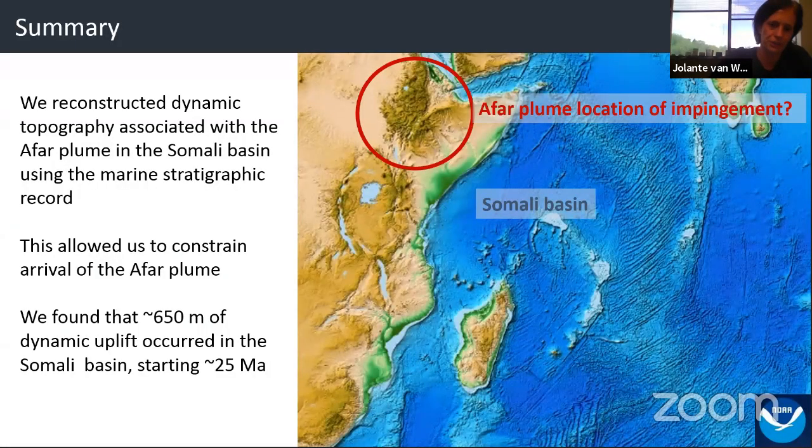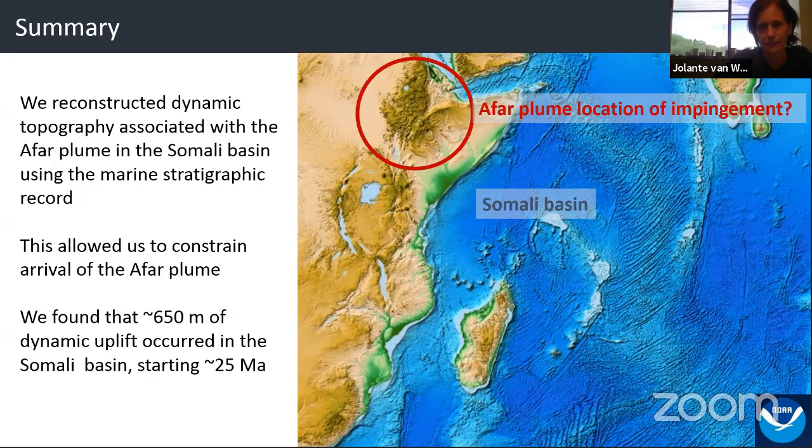So this map shows our study area. We're focusing on the Western Indian Ocean and specifically on the Somali Basin. Also indicated on the map, you can see the Afar plume area of impingement in the red circle. In this talk, I will show you how we reconstructed dynamic topography that is associated with the Afar mantle plume. For this, we use the marine stratigraphic record.